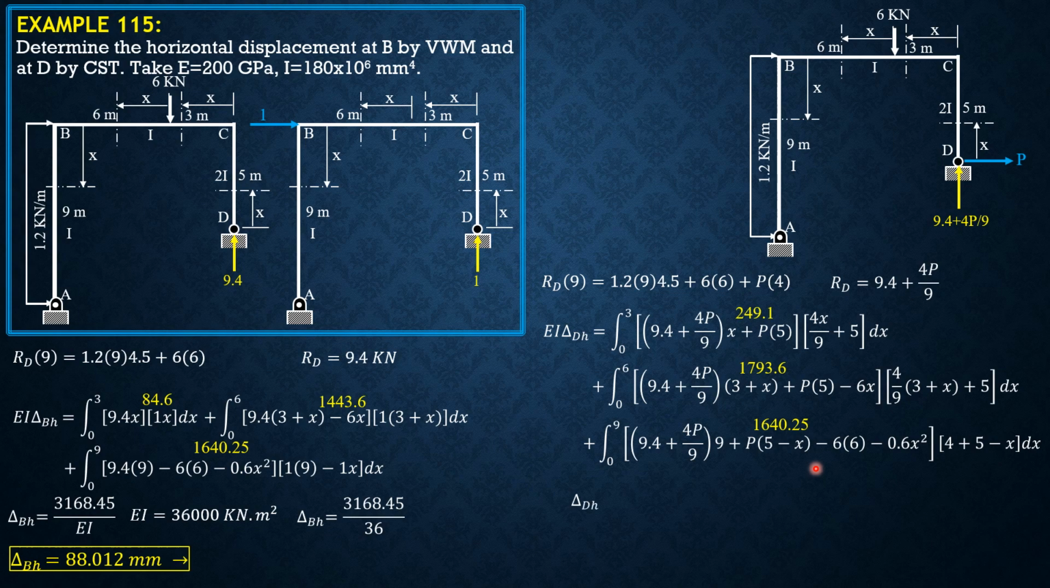So the integral is 1640.25. Combining, delta D horizontal is 3682.95 over EI. So divided by 36, delta DH is 102.304 mm rightward. So that's it for this problem.